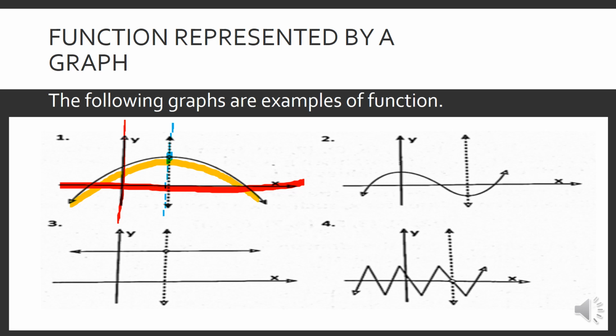2. We have here the x-axis and the y-axis. And this is the graph of our function. If a vertical line again passes anywhere in the graph, it will only intersect the graph at one point. So therefore, graph number 2 is a function. 3. We have here the x-axis and the y-axis. So this is the graph of our function. If we draw again a vertical line anywhere in the graph, it will only intersect the graph at one point. So graph number 3 is also a function.